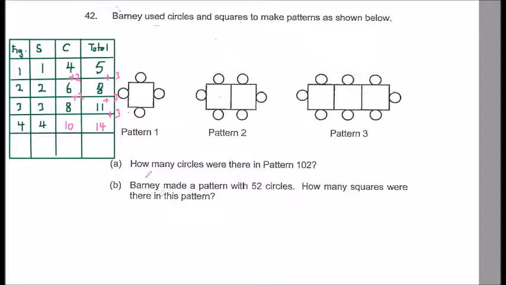Okay guys, now 42A. How many circles were there in pattern 102? Of course we can list down the pattern as 5, 6, 7, 8, 9, 10, 11, 12, 13. But if you want to list all the way to 102, I think it's a bit impossible, because by the time you do up to pattern 102, you probably would have used up more than half an hour. So there is an easier method to do it.